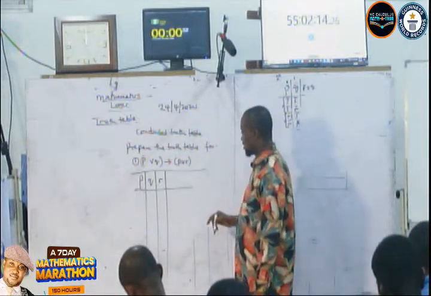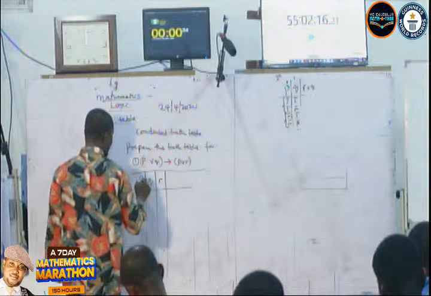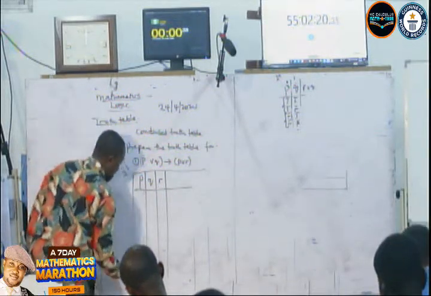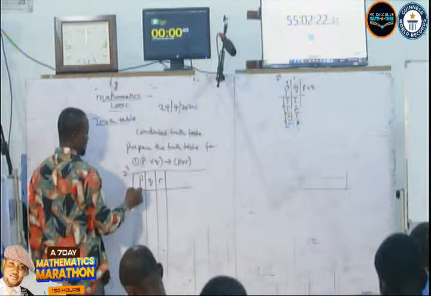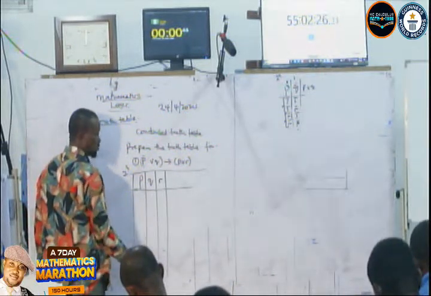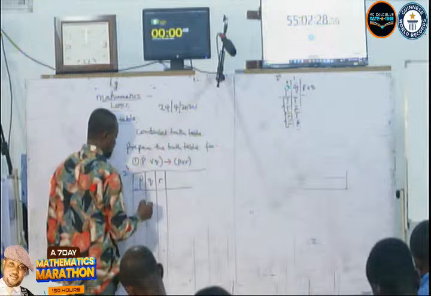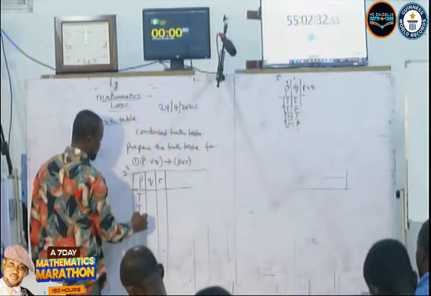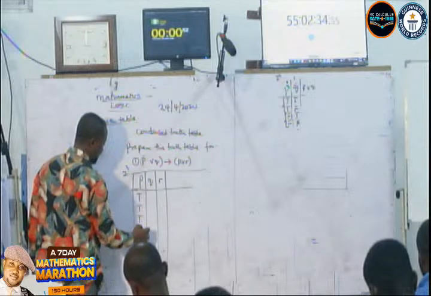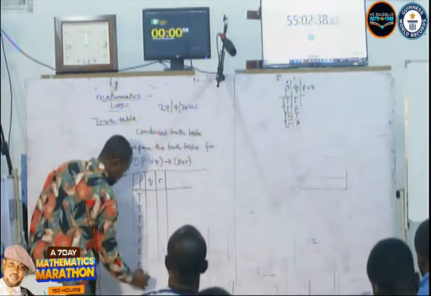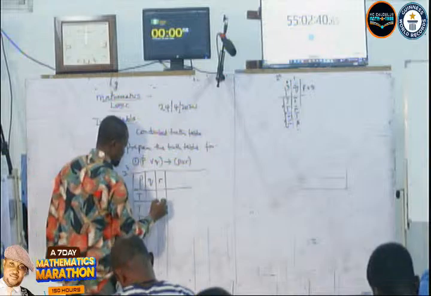But in this case, because it's 3, 2 to the power of 3, what you now do is that it's going to be 4 is to 4, 2 is to 2, 1 is to 1. So at that point you have 1, 2, 3, 4. 1, 2, 3, 4. That is 4 is to 4.